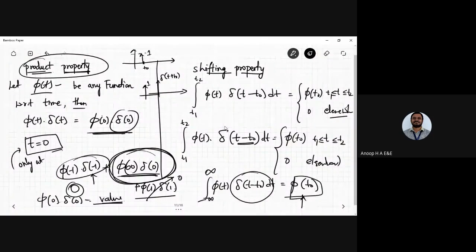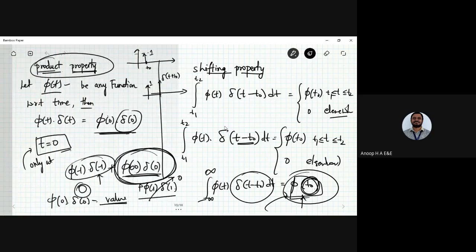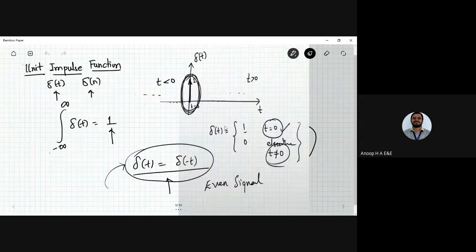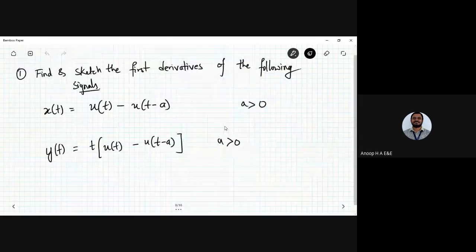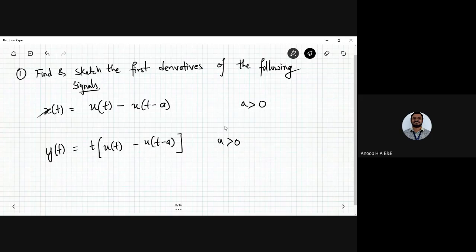Fine. So this is one thing that you are going to find. The function phi of t is evaluated only at t naught. Okay, so phi of t naught: any such operation is carried out when the impulse is located there. So that is one thing that you have to keep in mind. So now let me come to this problem. I'll be able to solve this quite quickly.